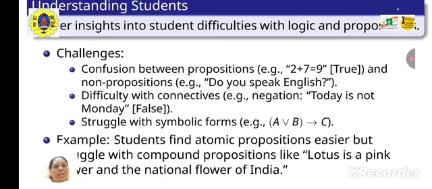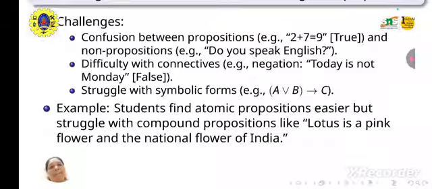So we have to mention the symbols and for what purpose we are using them: instead of and, we are using this symbol; instead of or, we are using that symbol; and instead of implies, we are using another symbol. We have to convey that to everyone. For example, students find atomic propositions easier but struggle with compound propositions like, lotus is a pink flower and the national flower of India.